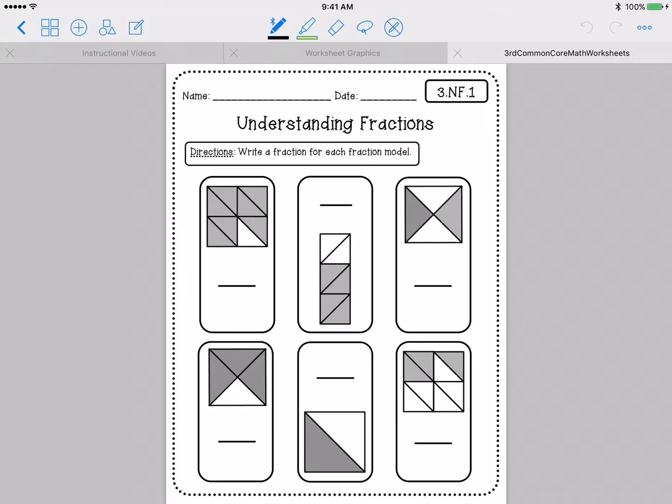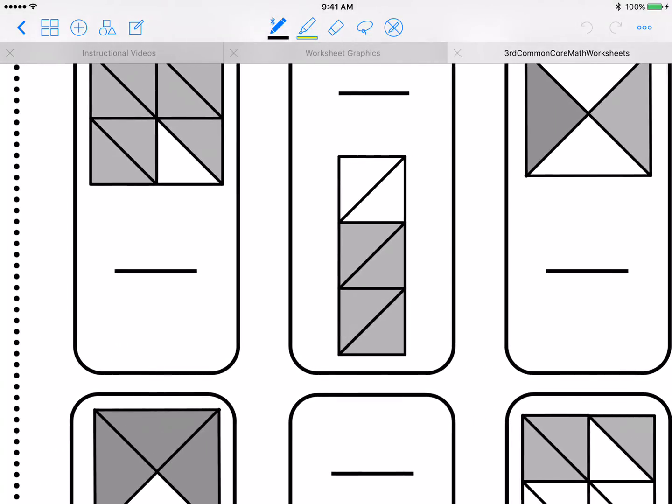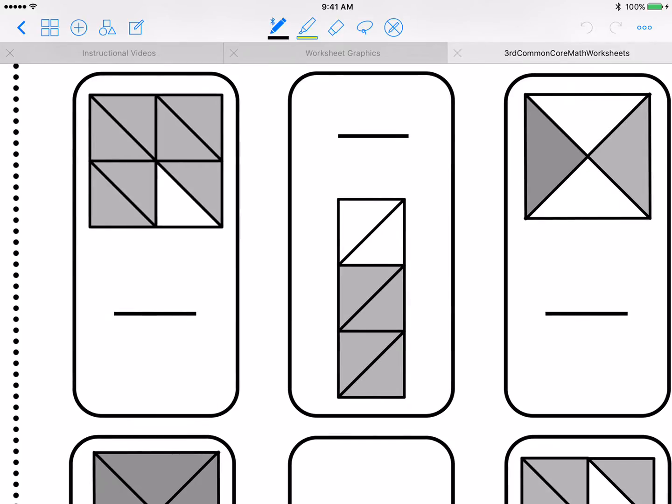So the first thing we need to do is find the total number of pieces. That's how we're going to determine our denominator, which is the bottom number, which goes right here. That's the number of pieces. That determines what size the piece is. So let's count. 1, 2, 3, 4, 5, 6, 7, 8. There are 8 pieces in our whole.